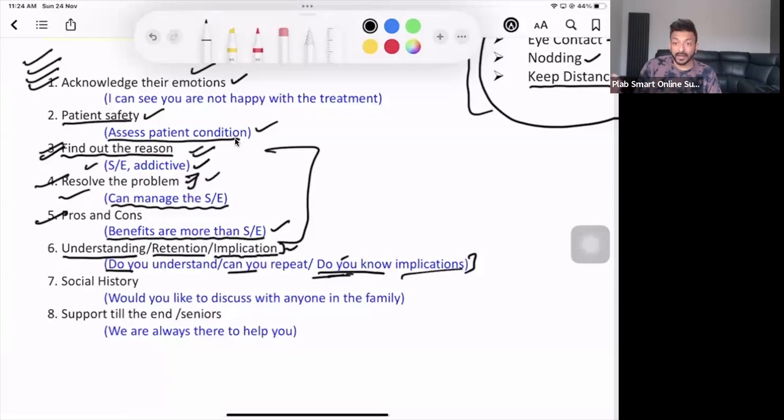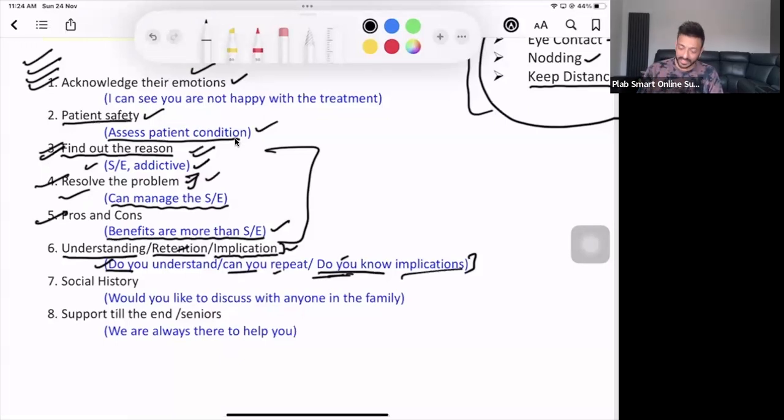The patient might say, yeah, okay, my condition will get worse, but I have made my mind, I do not want to take these medicines. Do you understand? Yes, doctor, I understand and I've decided I do not want to take this treatment. Right? So that is your retention of information as well. So this is what you need to check.